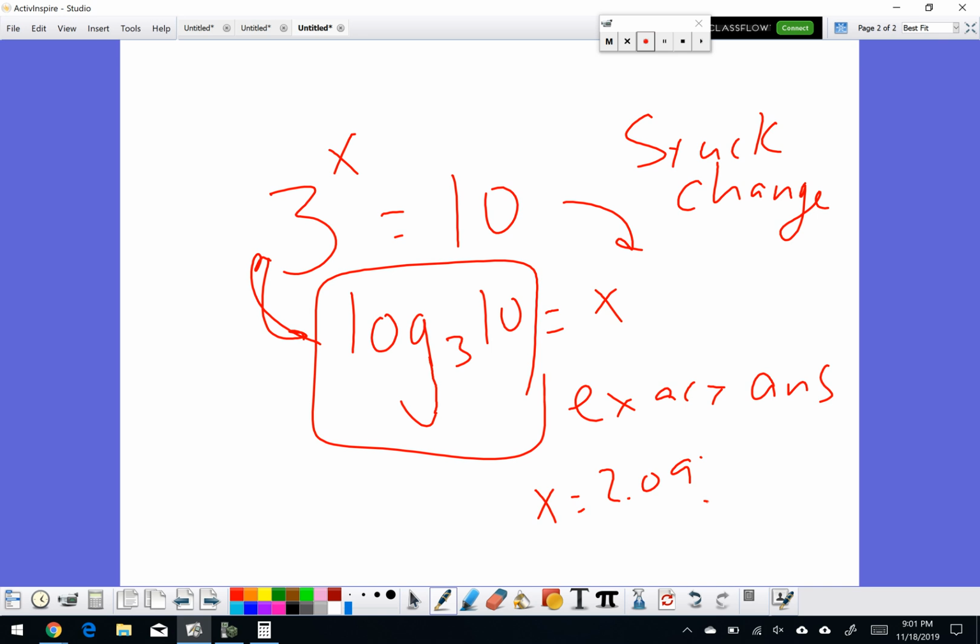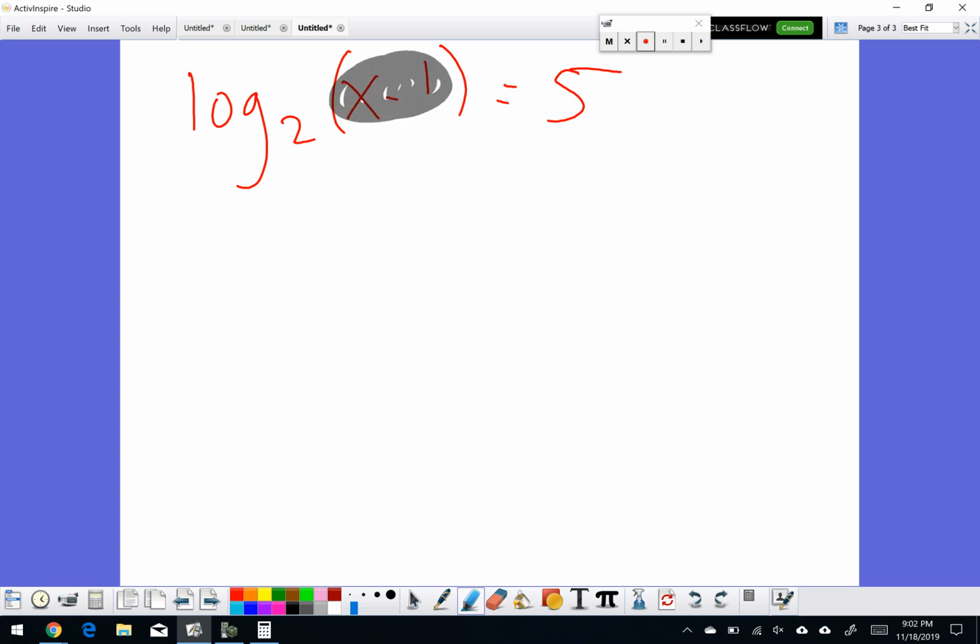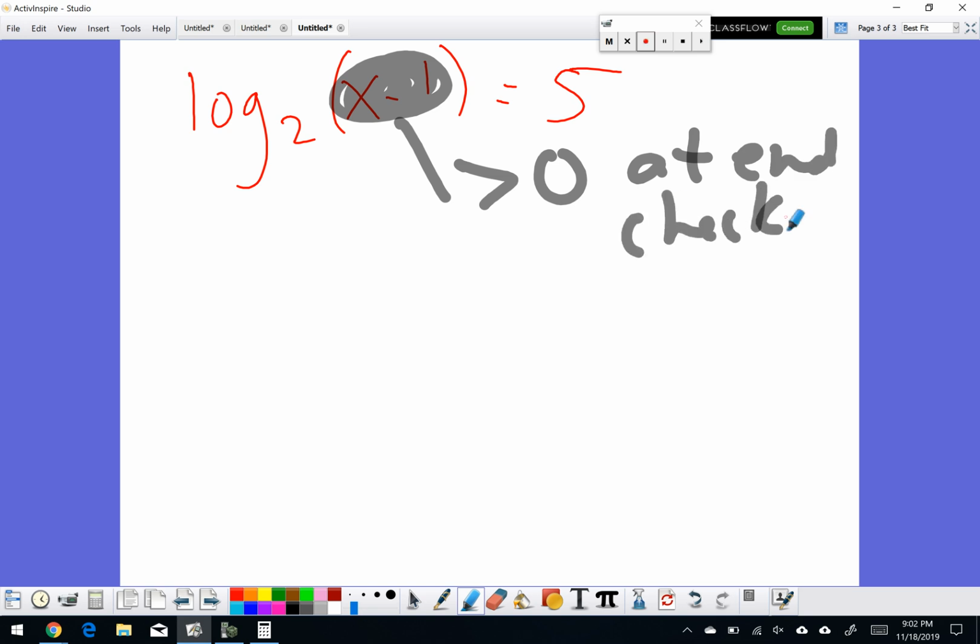The next thing we're going to do is another equation. Here we go. Let's try log base 2 of x minus 1 equals 5. So we're sitting here and we're like, okay, this time we have to be in log. But I want you to remember, this right here always has to be greater than 0. So at the end, we need to check our answer. Make sure you're always checking your answer.